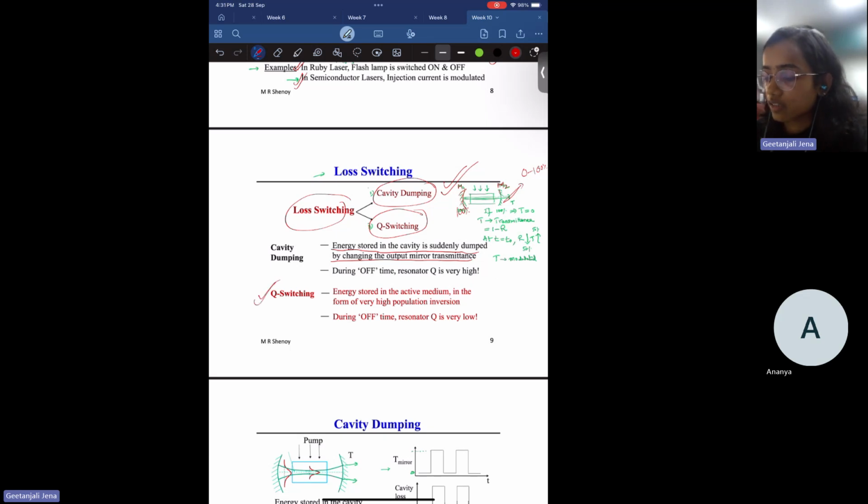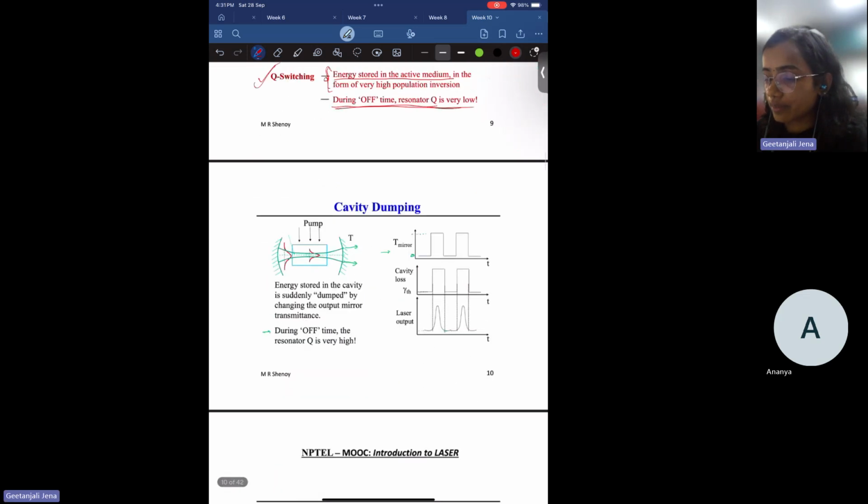In Q switching, we vary the energy stored in the active medium. There is the active medium inside this laser cavity. By varying the energy stored in the active medium, we'll see a pulsed output through the laser system. During the off time of Q switching, the resonator Q is very high, that is, the energy stored in the cavity is very high. Now let us see what cavity dumping is.